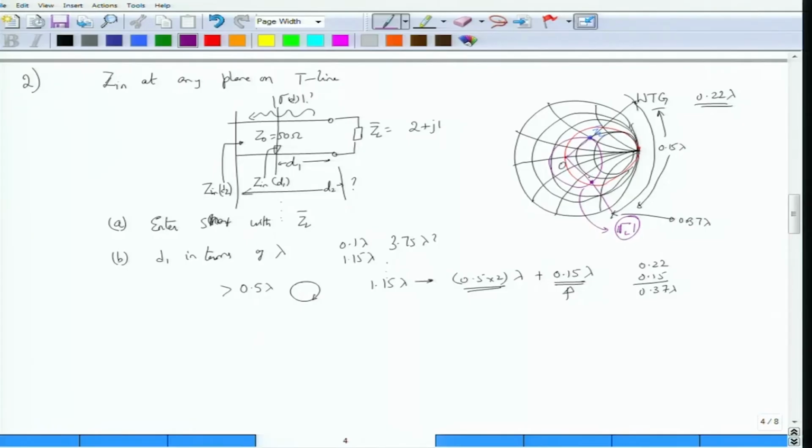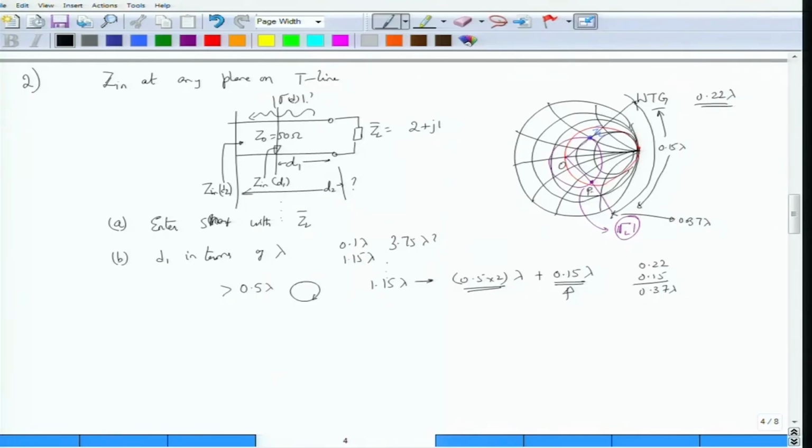This would give you the value of input impedance. What is the input impedance here? This is slightly greater than 1, so let us say this is around 1.1, and then this would be somewhere around, say, on the x-axis, something like this.